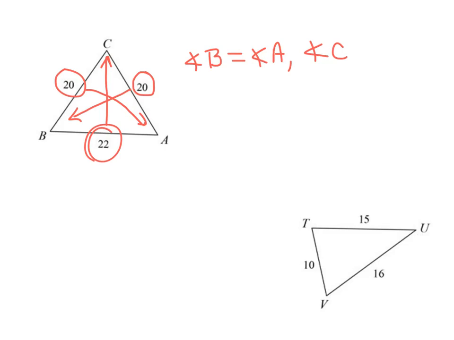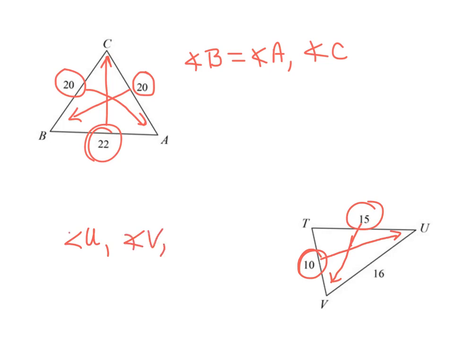Okay, for our final triangle, again, our smallest side, because we're listing it from smallest to biggest, is 10. And that is opposite angle U. So that will be our smallest angle. We go back to the triangle. Our next smallest side is 15. And that is opposite angle V.